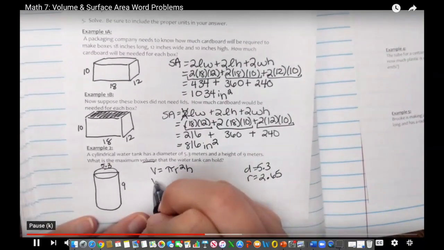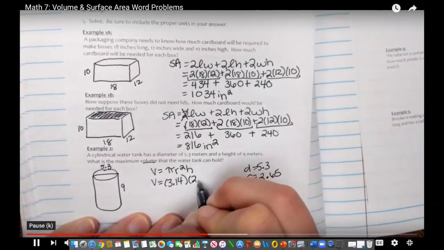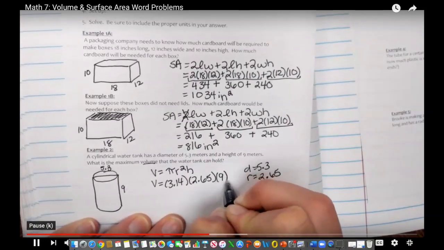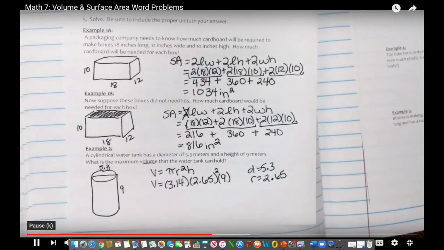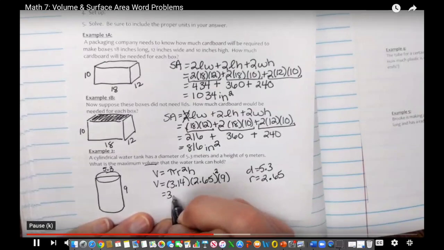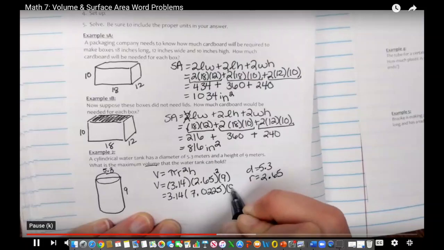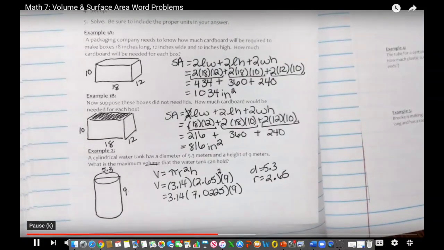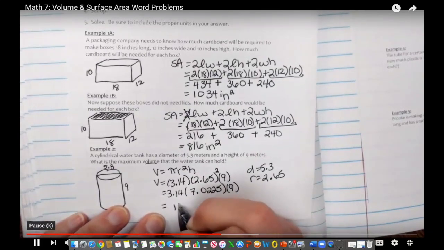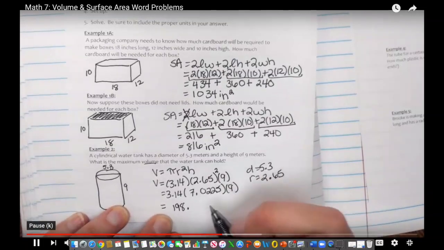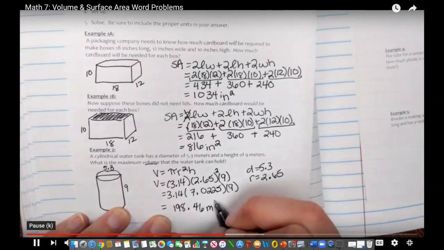Then I can plug in. Volume equals 3.14. The radius is 2.65. And the height is 9. And then I want to make sure I remember to square the radius. So I'm going to square the radius first. And that gives me 3.14 times 7.0225 times 9. And then I'm going to multiply those 3 numbers together. And I get a volume of 198.46. And this is volume, so it's going to be meters cubed.